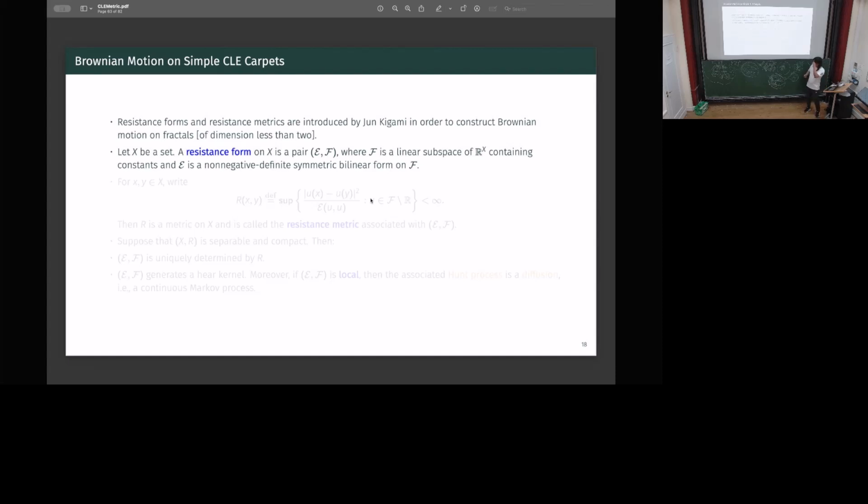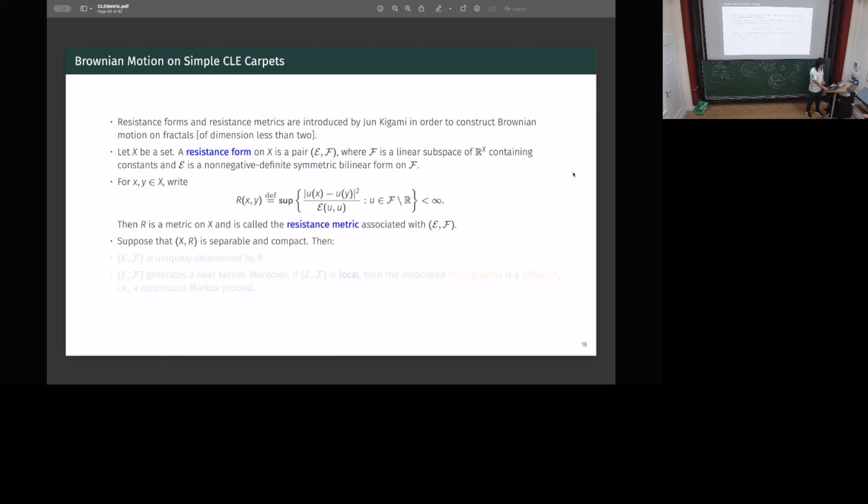So roughly speaking, a resistance form on a set X is a pair (E, F). F is a linear subspace of the space of all functions from X to R and containing the constant functions. And E is a non-negative definite symmetric bilinear form on F that satisfies a bunch of conditions that I will specify in this talk. And once you have a resistance form, you can define a metric by this formula. So this gives you a metric, and it is called the resistance metric associated with this.